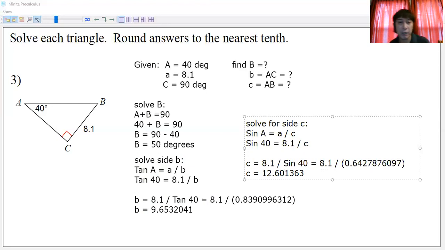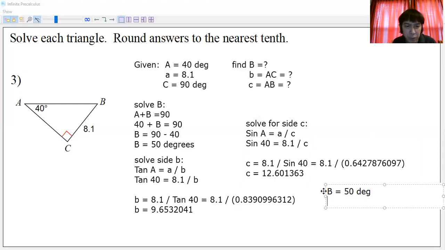We're able to get all the answers. We have the two sides and the third angle. Angle B is 50 degrees, side B is 9.65 and side C is 12.6. Now we shall write the rounded version over here. Let's start with angle B. Angle B is 50 degrees.